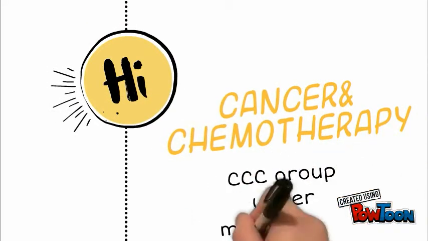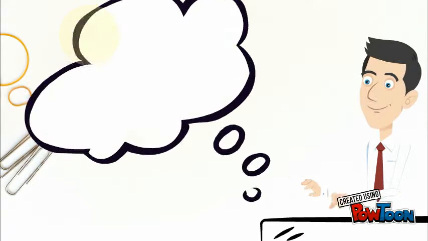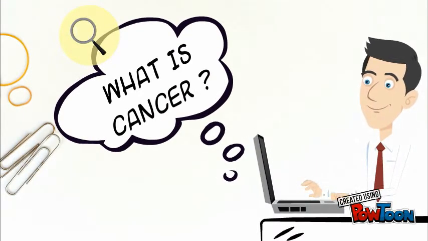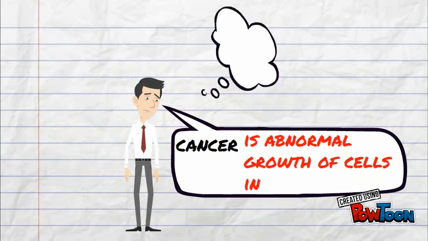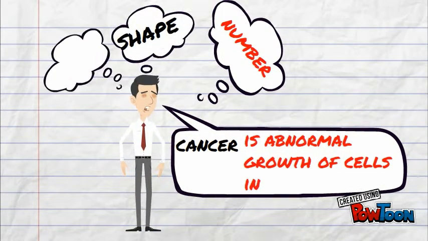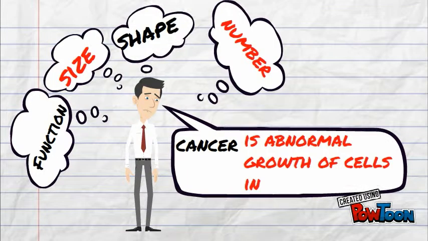Cancer and chemotherapy. What is cancer? Cancer is abnormal growth of cells in number, shape, size, and function.